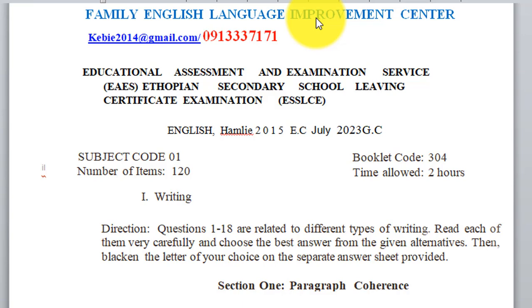This is the 2015 grade 12 English entrance examination. So I'm going to give a clear explanation for each part of the question, or each direction of the question, and you will try to do the questions individually. And if you have some comments regarding the questions, please don't forget to write some comments.